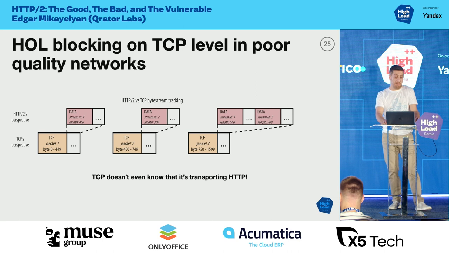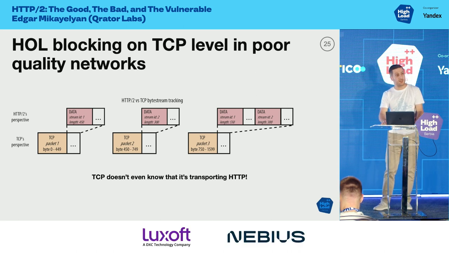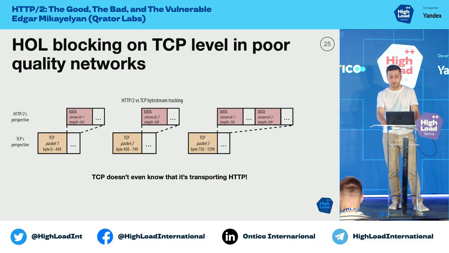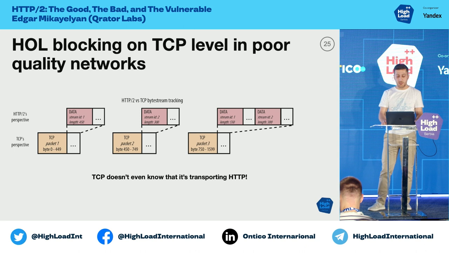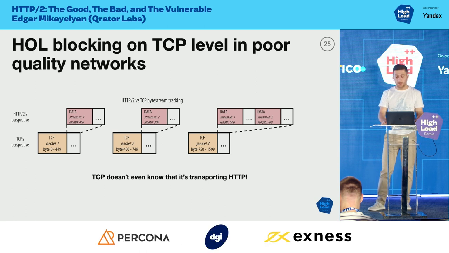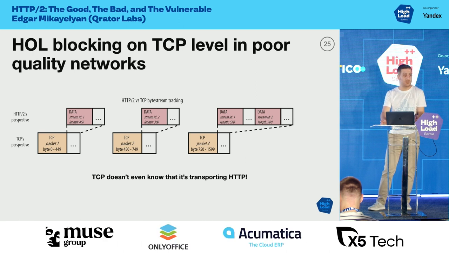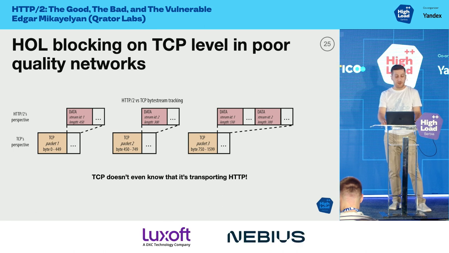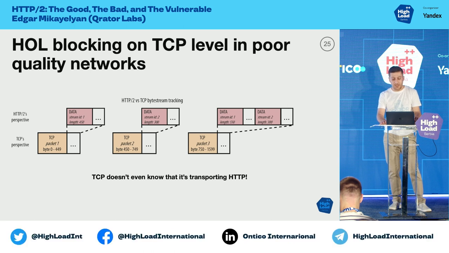Head of line blocking again. We've solved HTTP1 head of line blocking, yes, but what about TCP head of line blocking? As it turns out, HTTP2 only solved head of line blocking at the HTTP layer, which we could call head of line blocking at the application layer. But below this level, there are other levels, the network level, TCP. However, TCP doesn't even know that it's transmitting HTTP. All TCP knows is that it has been given a series of bytes that it must transfer from one computer to another.